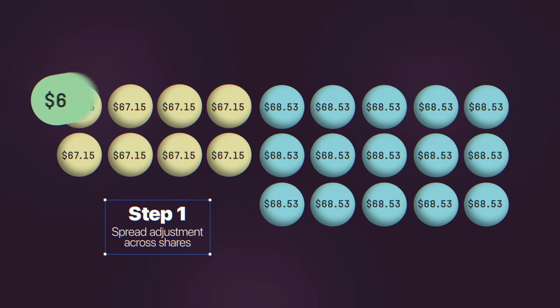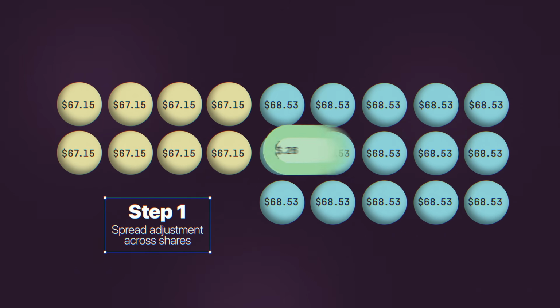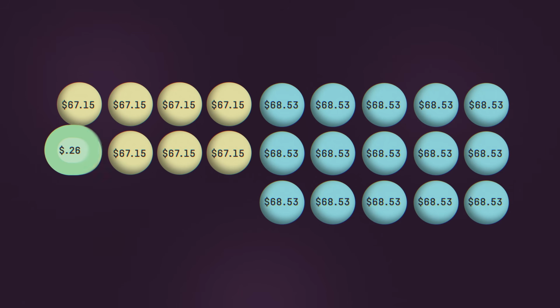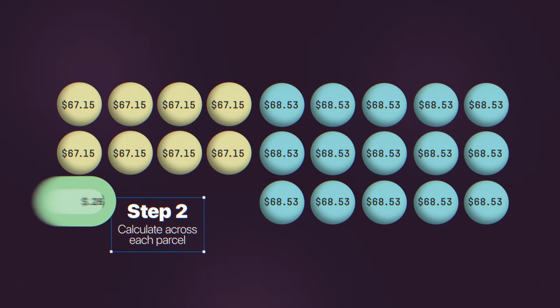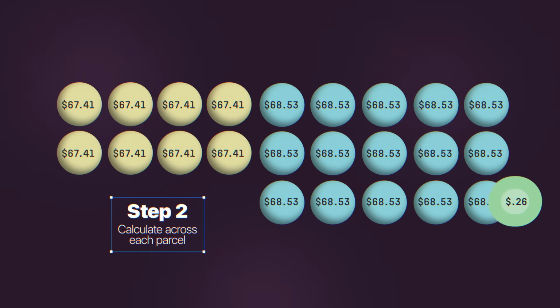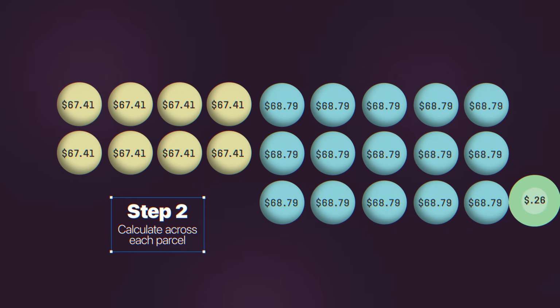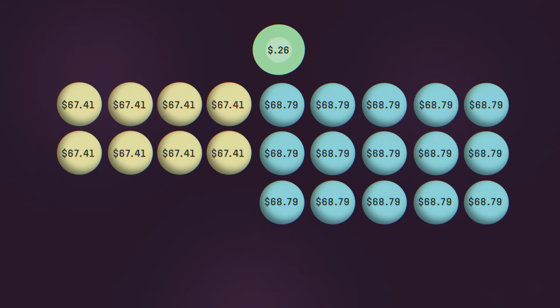Step 1, spread the adjustment across all the shares. So $6 divided by 23, that's about 26 cents per unit. I'm rounding this slightly to keep it simple. Step 2, add that to each parcel. So now your prices become the first parcel about $67.41 and the second parcel about $68.79. And that means the cost base of every unit you own increases. So when you sell, especially if you're using FIFO, you're using these updated numbers, not the original ones.